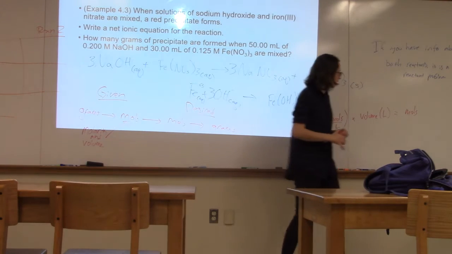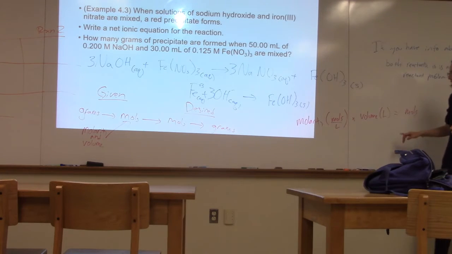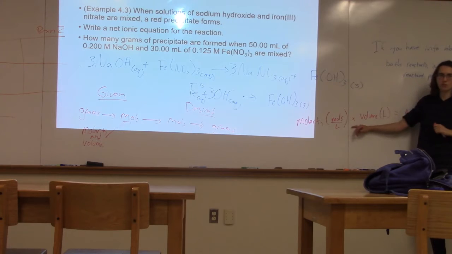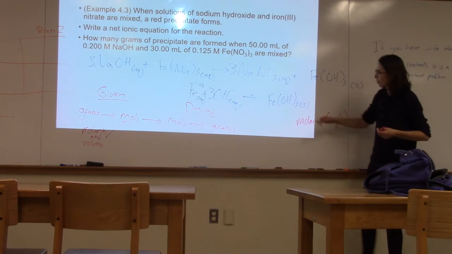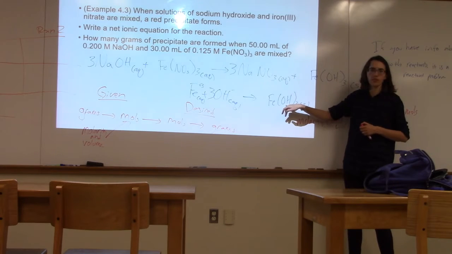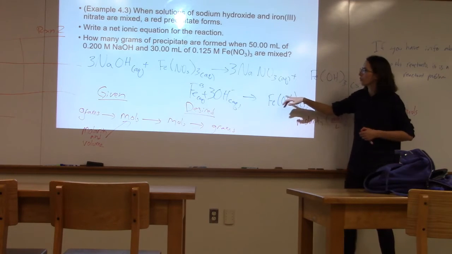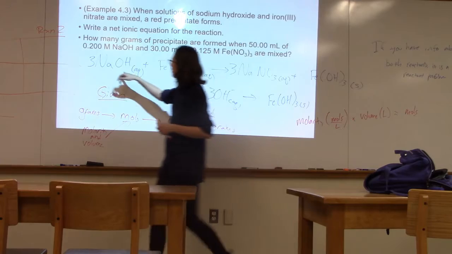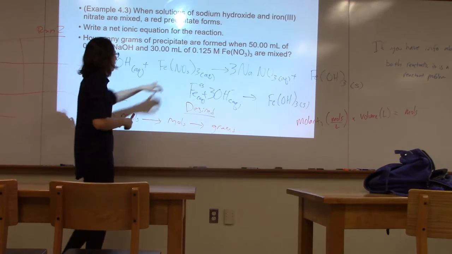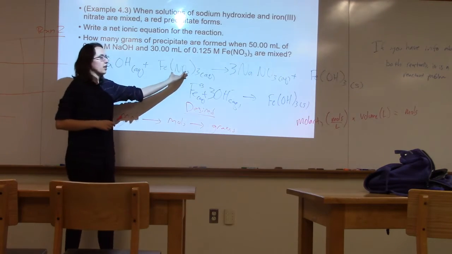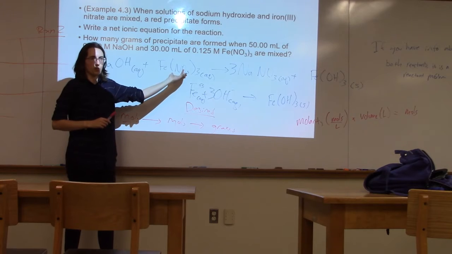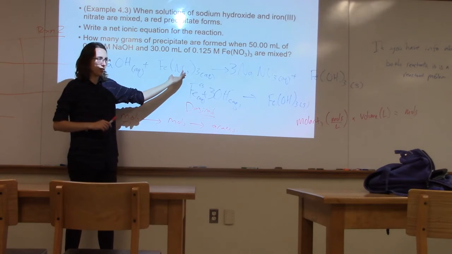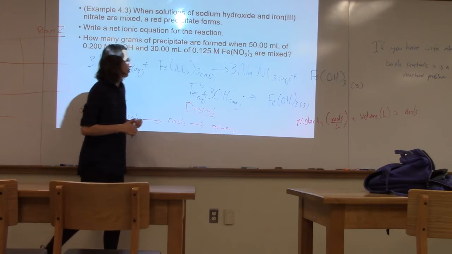Thing to keep in mind is that ionic compounds might dissociate into more than one ion, right? We're looking for NO3. There are 3 NO3s in every one of these when they dissociate. So that's a thing to keep in mind. Okay? Let's solve this problem.